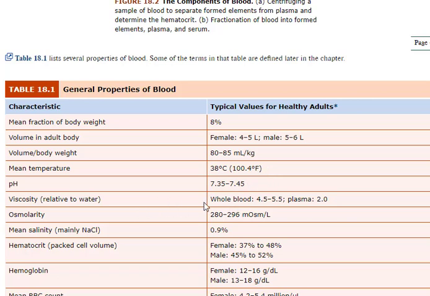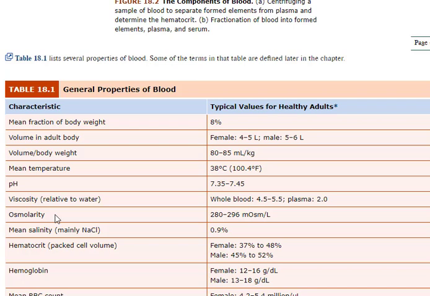So viscosity has to do with the stickiness. How sticky? Does it feel like syrup? Does it feel like egg white? Or does it feel like water? That's the viscosity. And osmolarity, we're going to talk about osmosis.